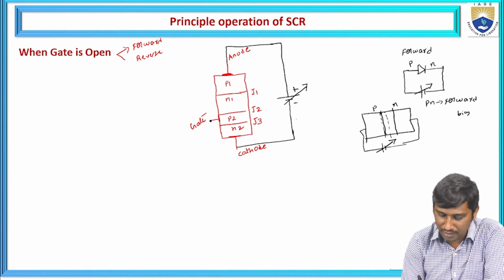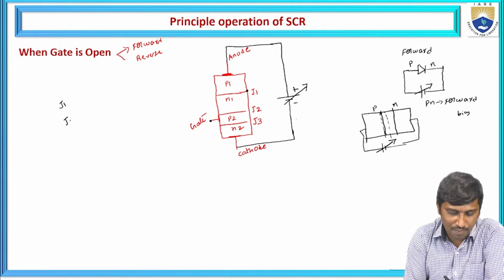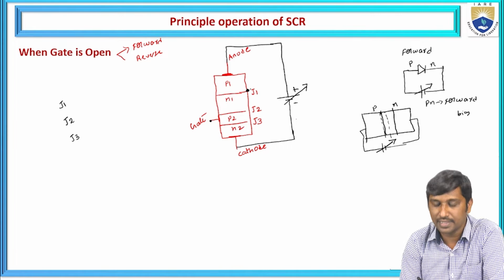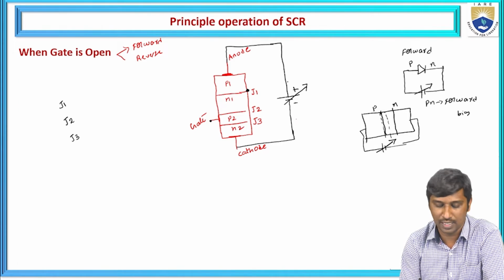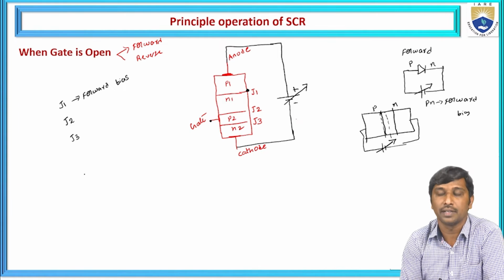So at this point, let us consider what happens in J1, junction 1, what happens in J2 and what happens in J3. If you observe J1, P1 is connected to the positive pole, hence we can say that junction 1 acts as a forward bias. So J1 acts as a forward bias.